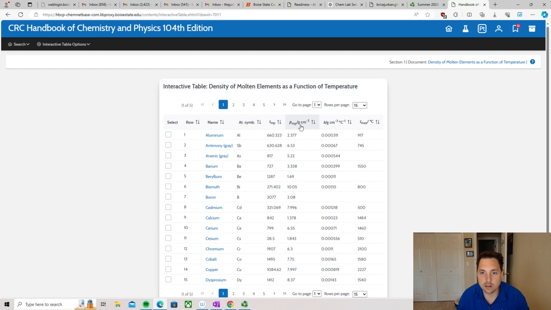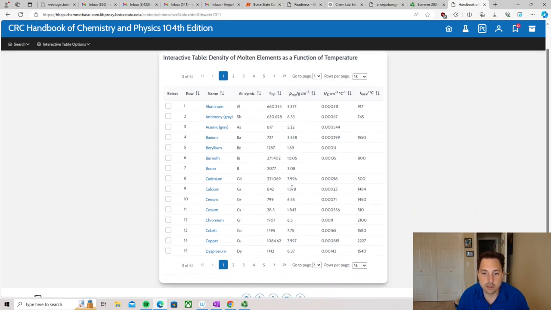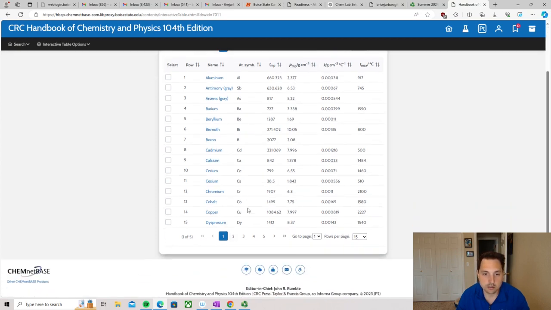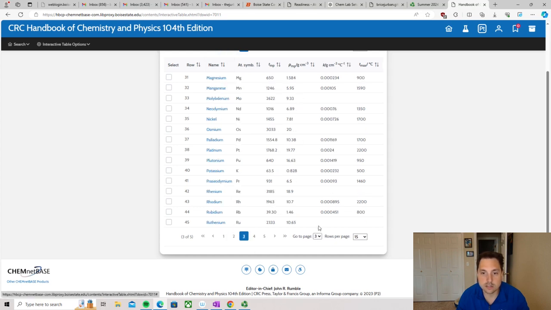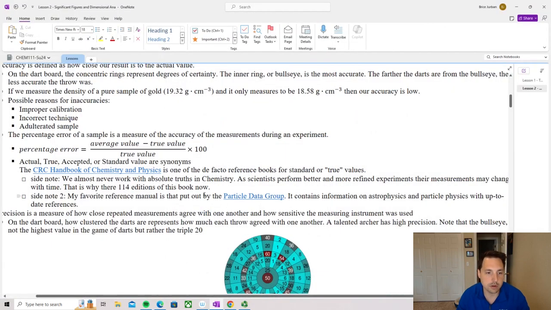MP is the melting point. And then there's a variety of different elements here. We've got a variety of different densities. And so if you measure the density of an object, you might be able to determine what it's made out of. But if it's not a pure substance, which we'll talk about in the next lesson, it might not be super obvious what it is. But it can. That is just one property we can measure.